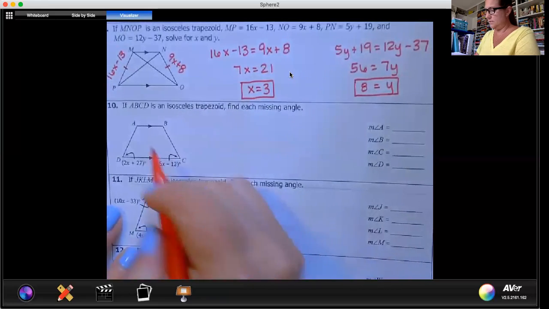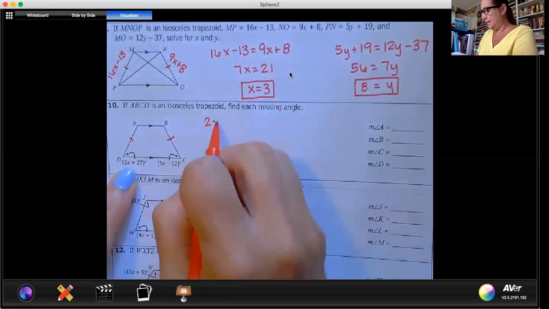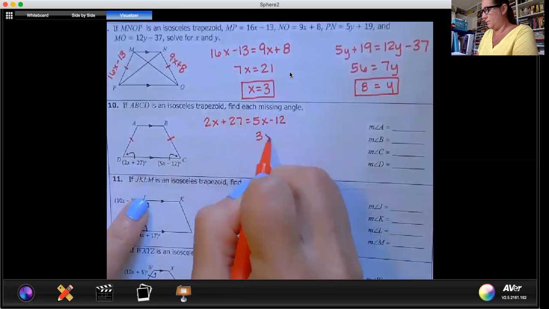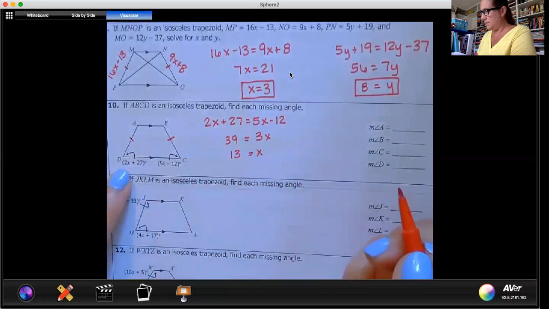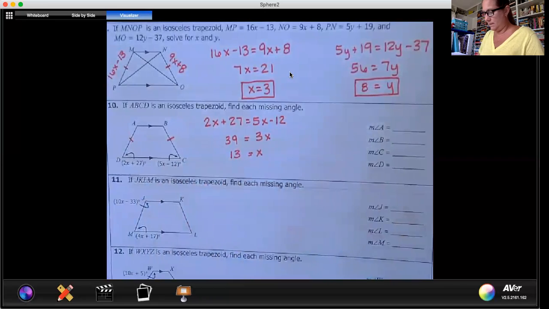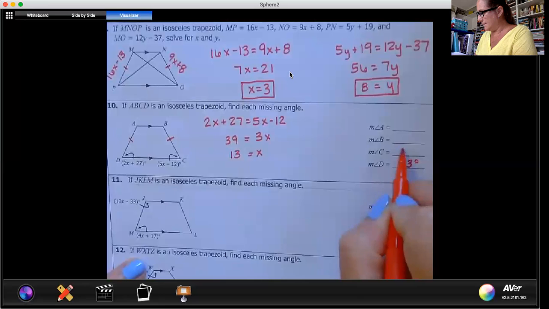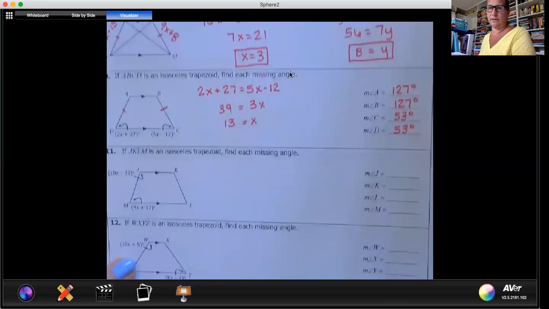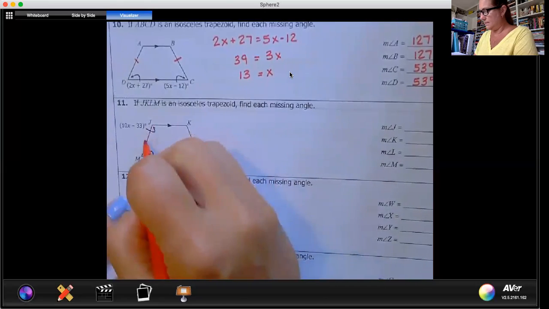We have another isosceles trapezoid here. So find each missing angle. You know the base angles are congruent in an isosceles trapezoid. So 3x is equal to 39 and x is equal to 13. So then D, 2 times 13 plus 27. D is going to be 53 degrees, as is C, and then 180 minus 53 is 127. Isosceles trapezoids are a little bit easier to work with. And we have isosceles trapezoids the rest of the way, so awesome.